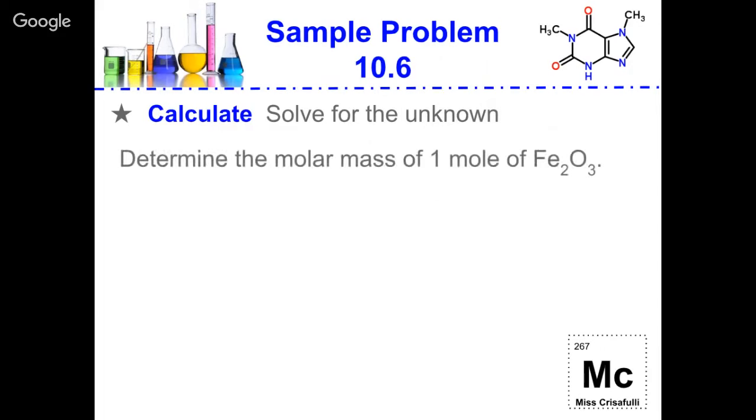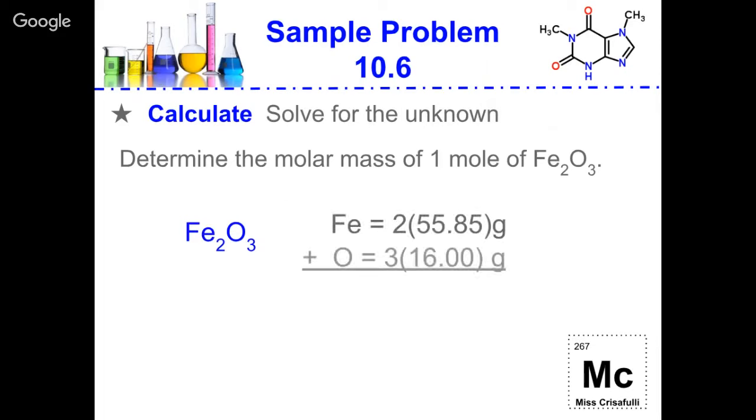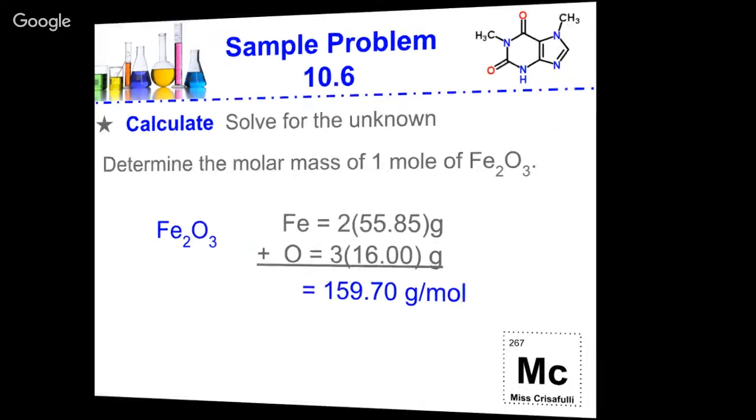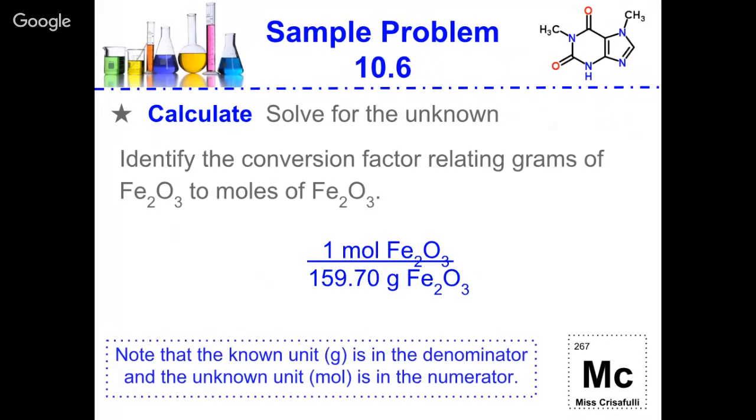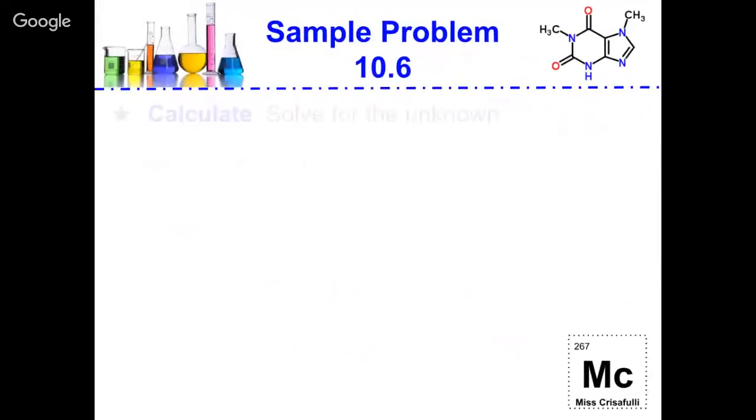We need to determine the molar mass of 1 mole of iron 3 oxide, Fe2O3: 2 times the mass of iron, 3 times the mass of oxygen. Add them up, 159.70 grams per mole. When we write that as a conversion factor, 1 mole is 159.70 grams. We write it this way because we need grams on the bottom so that the denominator will cancel with what we're starting off with. And moles is what we want, and that is on top.